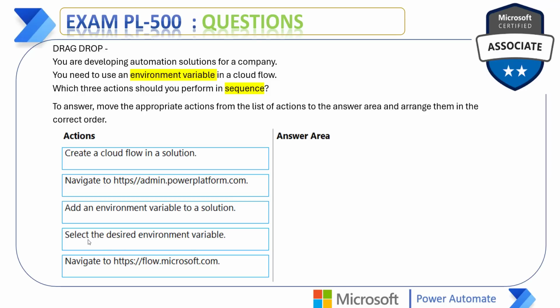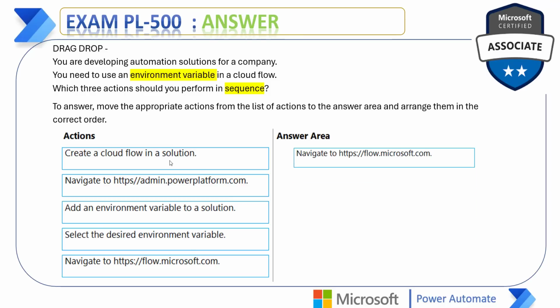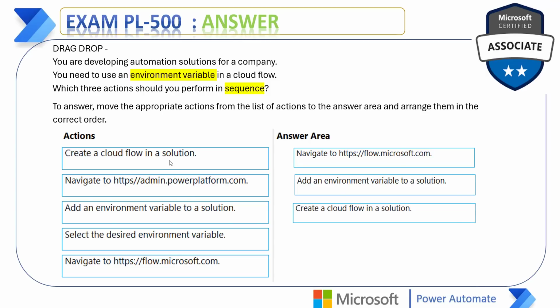Out of these five actions, the sequence is that navigate to https://flow.microsoft.com. The second action is that add an environment variable to the solution. And the third action, create a Cloudflow in a solution. These are the three actions which you are going to perform in sequence. All right, let me reveal the answer. There you can see the first step is that we are going to navigate to https://flow.microsoft.com or make.powerautomate.com. The second action is that I'm going to add an environment variable to the solution. And the third action, we are going to create a Cloudflow inside this solution.